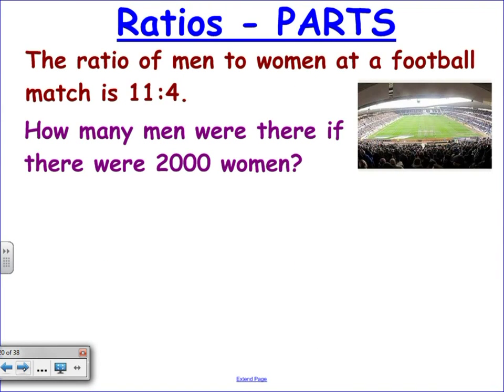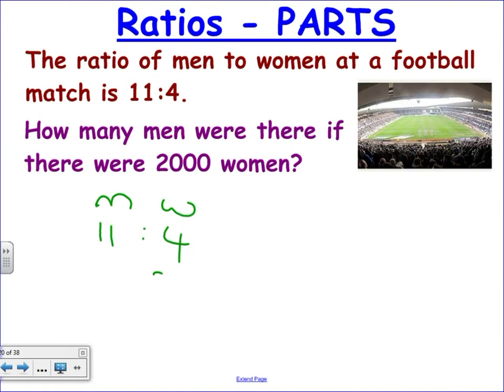Slightly harder because of the numbers, so have a go at that one and see what you come up with. So there's a football match, and the ratio of men to women at this football match is 11 to 4. Okay? How many men were there if there were 2,000 women? Let's do it. So where shall I start? I haven't got anything yet. M and W. Good. So label it, men and women. Put 11 under the M, 4 under the W. Yeah, 11 to 4.